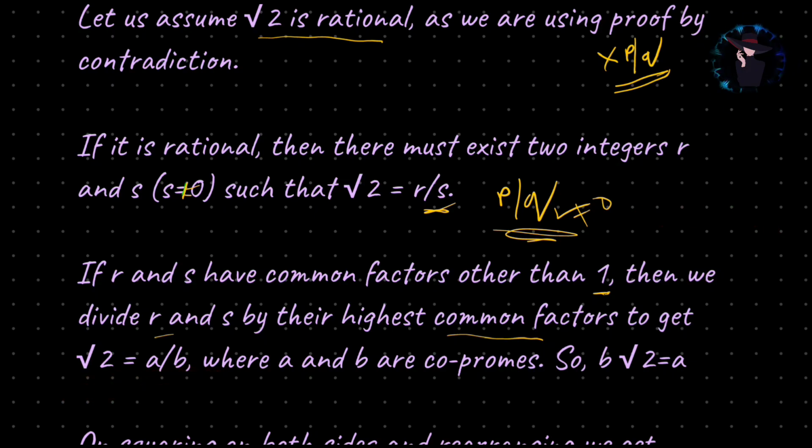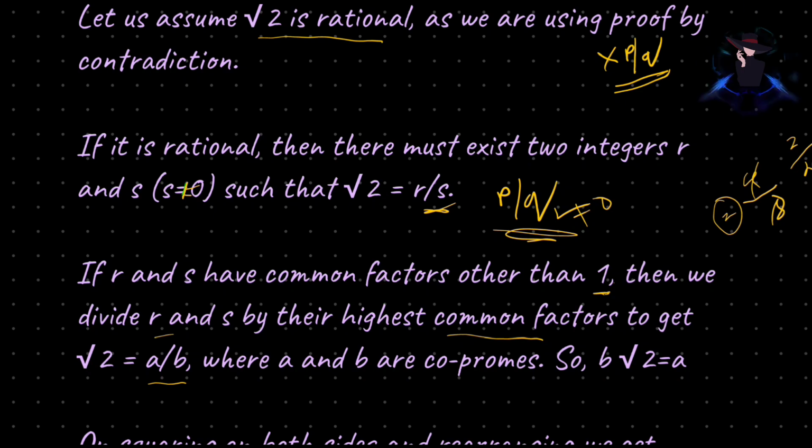So root 2 is equal to a by b. After cancelling p by q, suppose the value of p by q is 4 by 8. After cancelling we will get 2 by 4, right? So this is a by b. That is what it is telling. If we have a common factor, here the common factor was 2, we divide 4 and 8 by 2: 2 for the 4, 2 for the 8. So with the common factor other than 1, that is 2, we need to cancel it to get the value a by b. That is what it is saying, as 2 by 4.